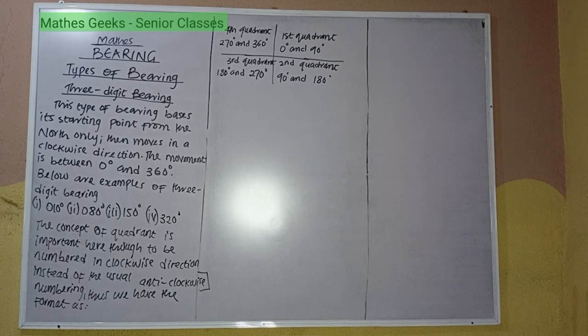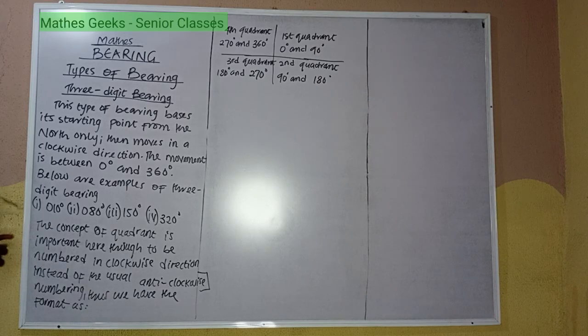So now let's look at the 3-digit bearing. This type of bearing bases its starting point from the north only. Take note of this. This type of bearing, which is a 3-digit bearing, bases its starting point from the north only, then moves in a clockwise direction. The movement is between 0 degrees and 360 degrees.